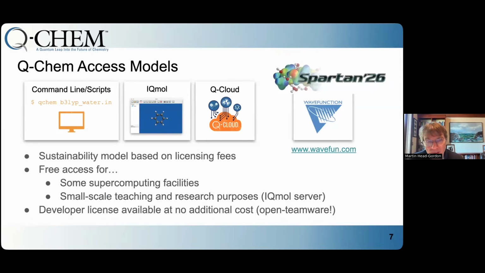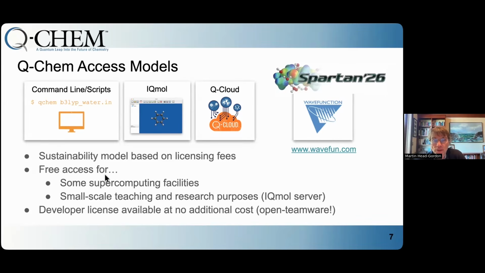Q-Chem distributes its software directly. You can run it, for instance, through a shell in Linux or Unix. You can also use a graphical front end. Our own is IQmol, which is available at iqmol.org. You can access Q-Chem through the cloud. And then we have a very special partnership with Wavefunction, a developer of advanced graphical user interfaces and molecular modeling software. You can visit their website at wavefun.com, and Q-Chem is the electronic structure engine behind their Spartan 26 modeling package, as well as all of the ones that predated that.